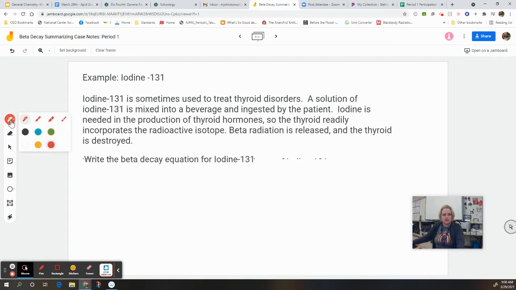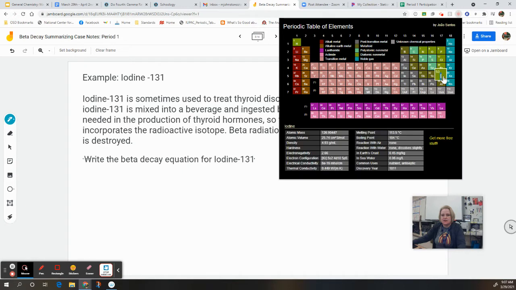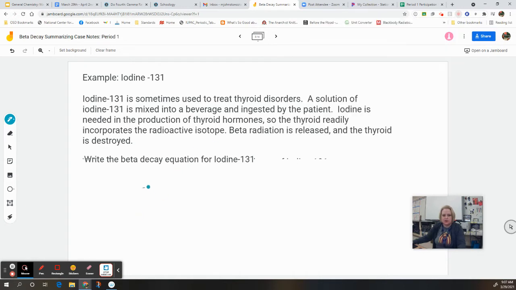So the first thing we need to do is look up the symbol and atomic number for iodine. I can do that by pulling up my periodic table and finding iodine just like this. Its symbol is I and it has an atomic number of 53. So I write I 53, and it has a mass number of 131.